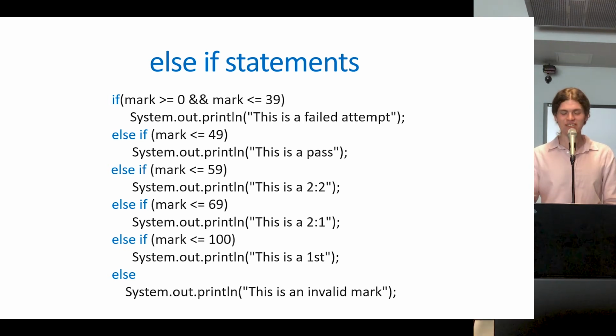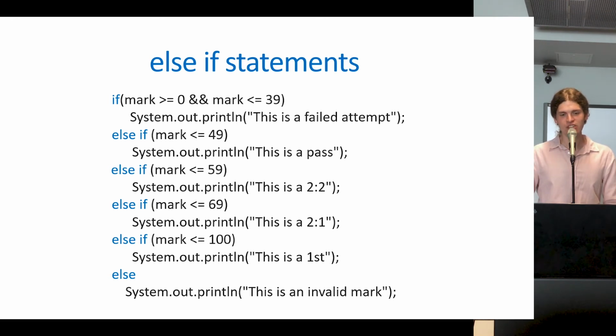And if that's true, if it's something like 55, that's less than 59, then we would print out the message, well, you got a 2:2, a lower second. And then we check the rest. Is it less than 69? Is it less than or equal to 100? And remember, 100's the upper limit for a standard assignment or exam, 100 marks.